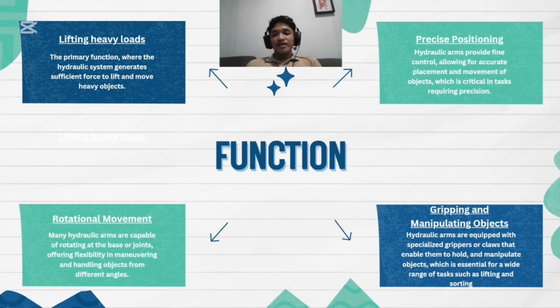Hydraulic arms provide fine control, allowing for accurate placement and movement of objects, which is critical in tasks requiring precision. And finally, gripping and manipulating objects. Hydraulic arms are equipped with specialized grippers or claws that enable them to hold and manipulate objects, which is essential for a wide range of tasks such as lifting and sorting.